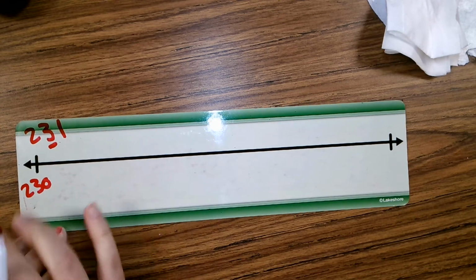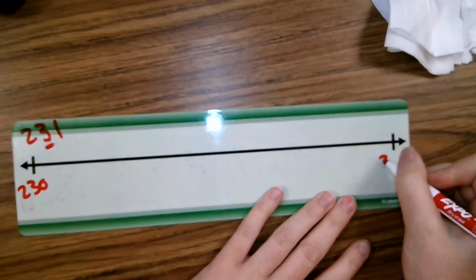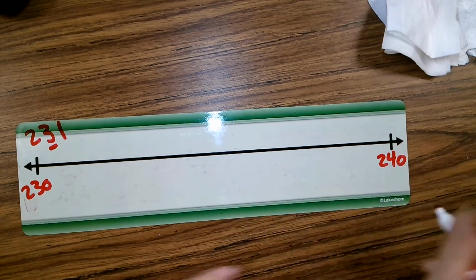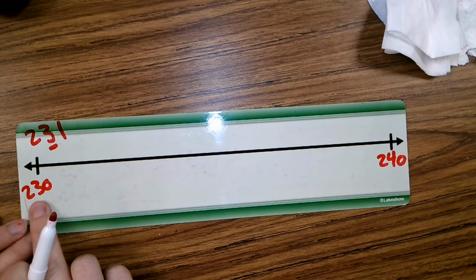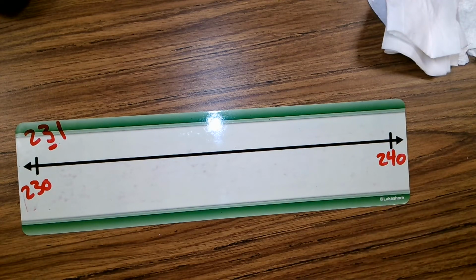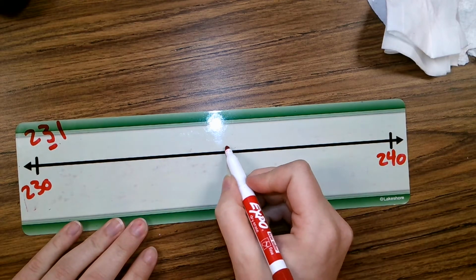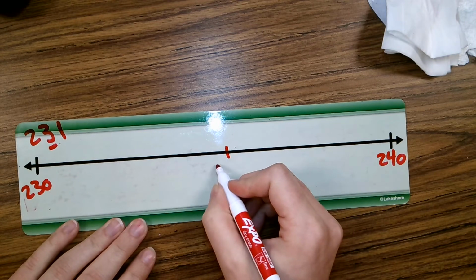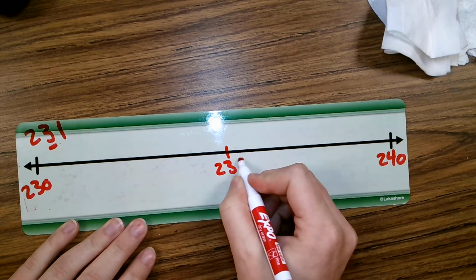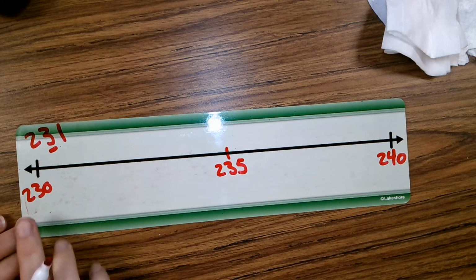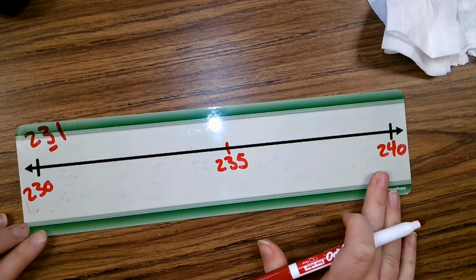230 and 240. So the two tens are 230 and 240. Okay, finding our halfway point is 235, because that's halfway between 230 and 240.